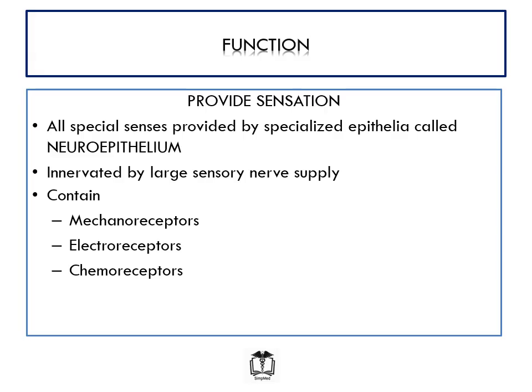This form of epithelial cells is known as neuroepithelium, and their major function is in the provision of sensation. They tend to have large innervation by sensory nerves, and they contain a number of different receptors. They contain receptors for vision, audition, and olfaction, and even non-specialized epithelial lining like the skin also has a large amount of receptors that provide sensation.